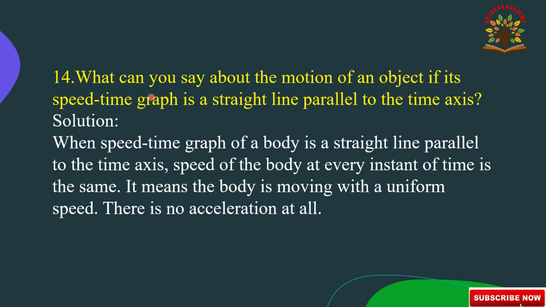Okay, now, what can you say about the motion of an object? The motion of an object is in uniform speed if its speed time graph is a straight line parallel to the time axis. When the graph is a straight line parallel to the time axis, then the speed of the body at every instant of time is the same. It means the body is moving with a uniform speed, covering equal distances in equal intervals of time. So there is no acceleration at all. Next, go to the next question.